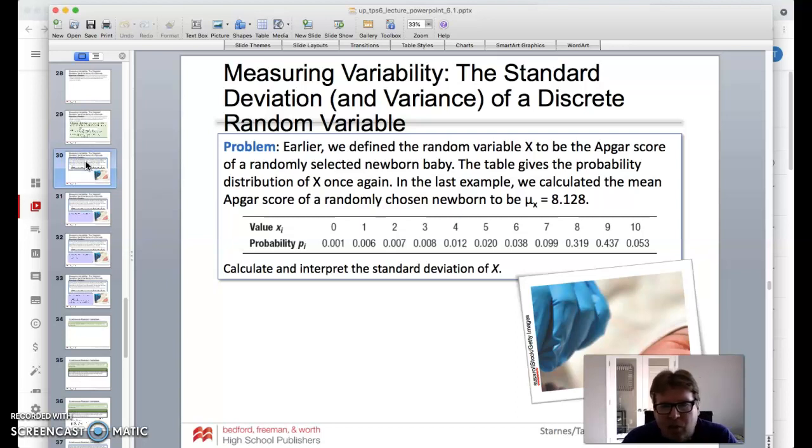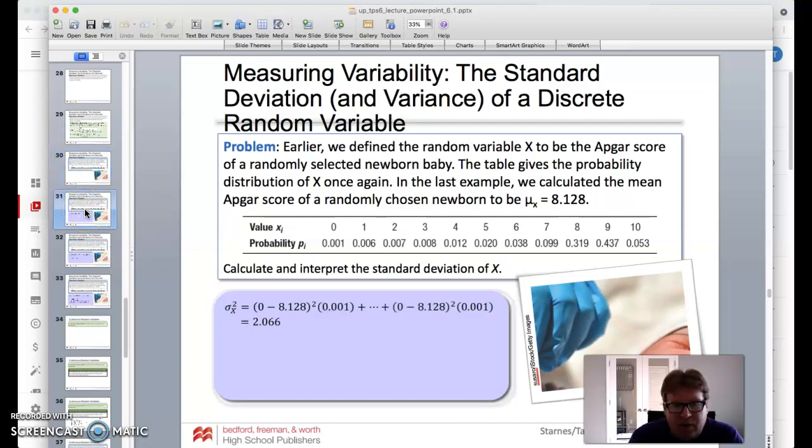So here's what we had earlier with those APGAR scores. We did find the mean to be 8.128, using mu, of course. And so here's our probability distribution. What we're going to have to do is take 0 minus that mean, square it, and multiply it by its probability. We keep going for each one of those: 1 minus that mean, squared, times 0.006, and so on and so forth. And then, of course, after that, we'd go ahead and take the square root of that.